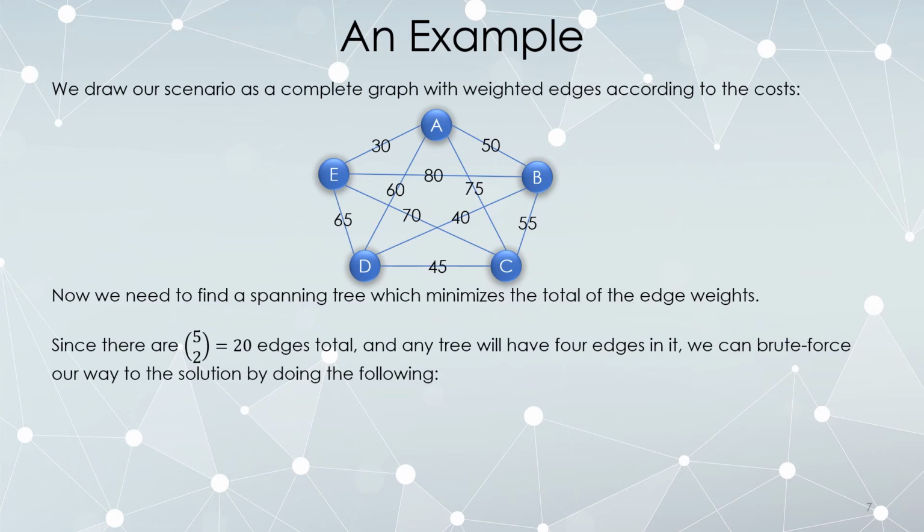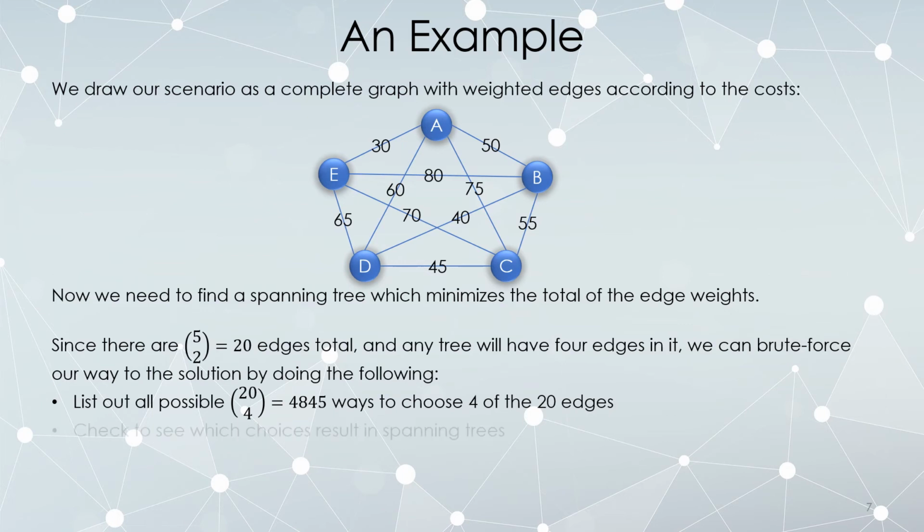Now there are only 20 edges total. There are 5 vertices, and between any 2 of them I can construct an edge. So of 5 vertices, choose 2, and those will always create edges. So there are 5 choose 2, or 20 edges. Any tree will have 4 edges in it. So of the 20 edges, if I keep 4 of them, maybe I have a tree, maybe I don't, but there's only 20 choose 4, which is 4,845, ways to choose 4 out of the 20 edges.